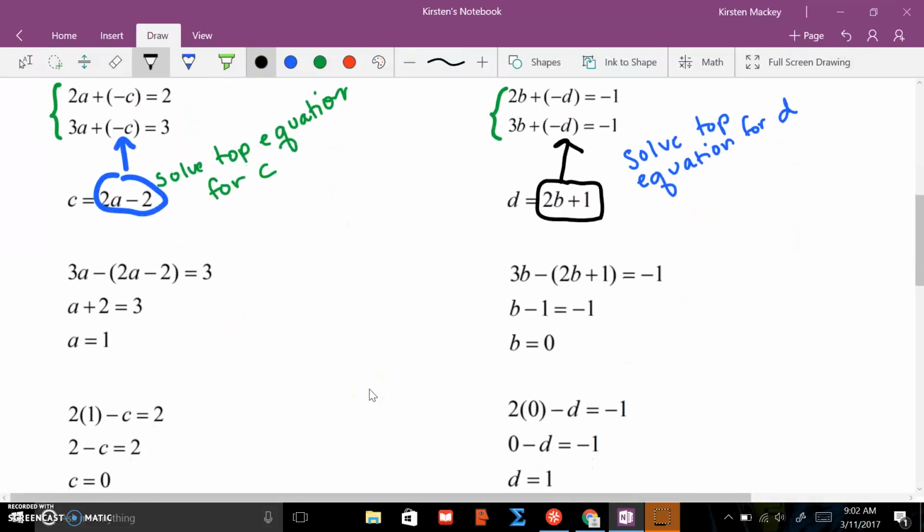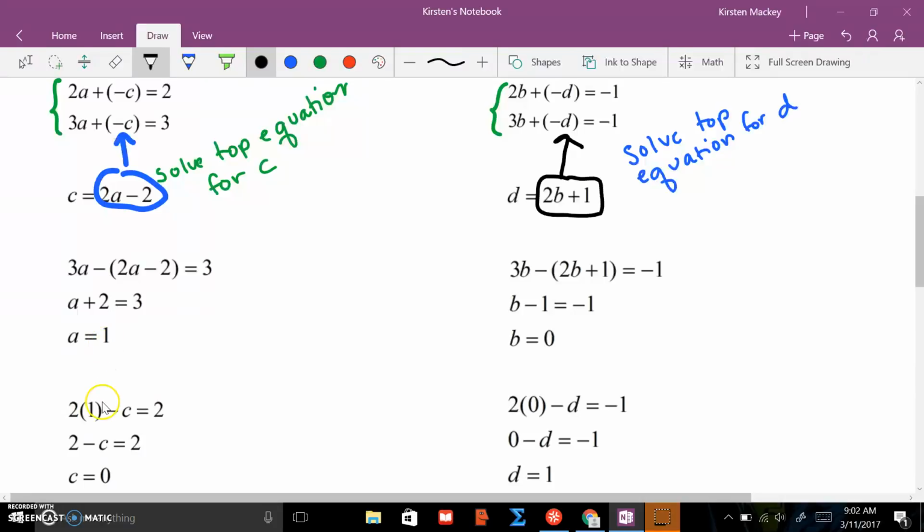So I decided to plug this value of A into this top equation and solve for C, right? Times 1, well, that's our multiplicative identity, right? We'll get the value of 2. Well, 2 minus 0 has to be 2, so C has the value of 0. And then I decided to plug this value of B into the top equation of my system. 2 times 0, well, anything times 0 is 0. So 0 minus D equals -1. So 0 minus 1 needs to be -1. So D has the value of 1.